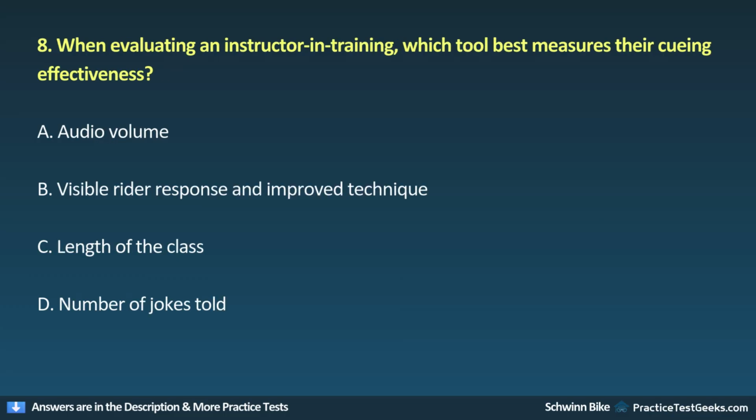8. When evaluating an instructor in training, which tool best measures their cueing effectiveness? A. Audio volume, B. Visible rider response and improved technique, C. Length of the class, D. Number of jokes told.